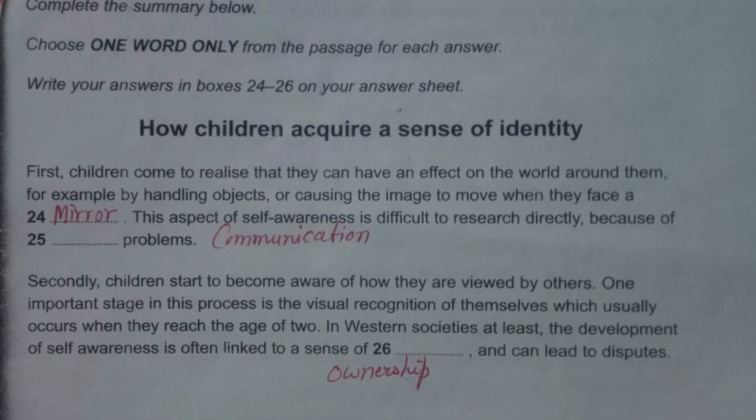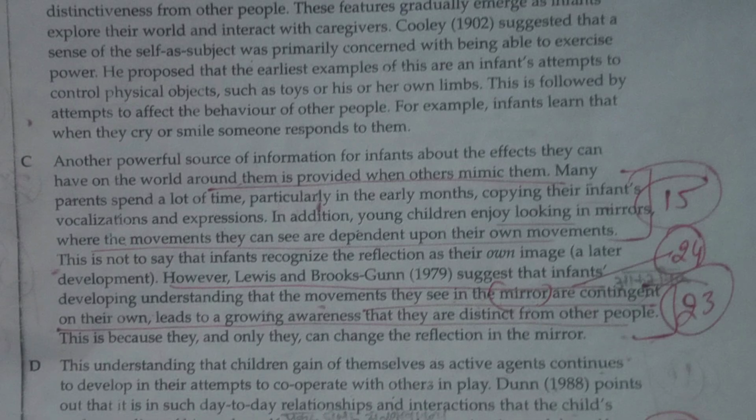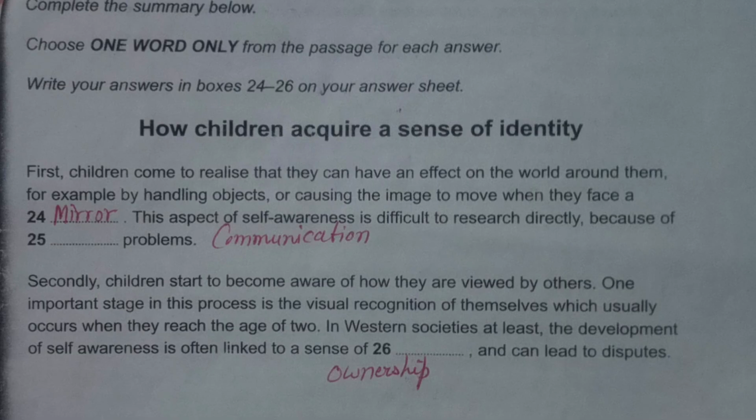Next, 24 to 26 questions are to complete the summary by using only one word. This summary is about how children acquire a sense of identity. Let's start. First, children come to realize that they can have an effect on the world around them, for example by handling objects or causing the image to move when they face a dash. बच्चों को पता चलता है कि उनके आसपास की दुनिया पर उनका असर होता है जब वो किसी ऑब्जेक्ट को हैंडल करते हैं और जब वो किसी चीज में अपनी इमेजेस को मूव करते हैं. Let's see in the paragraph, infants developing understanding that the movements they see in the mirror. So its answer is mirror.